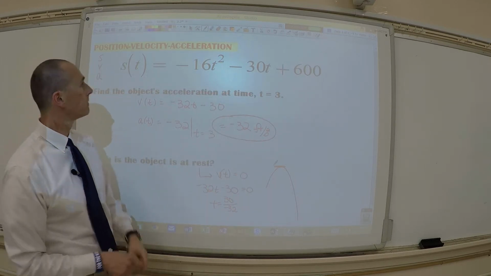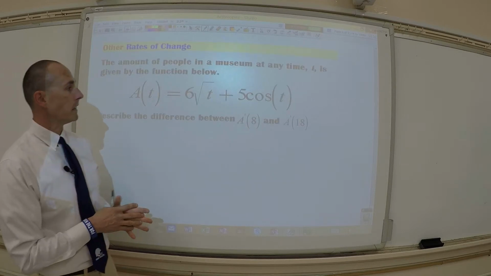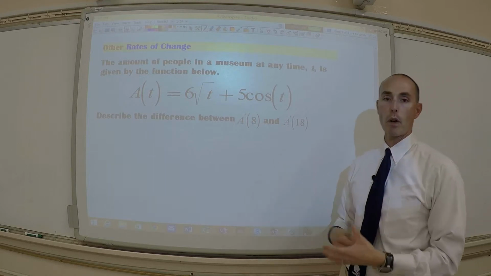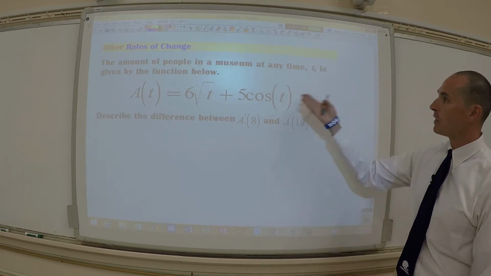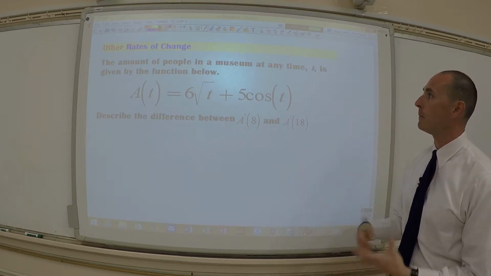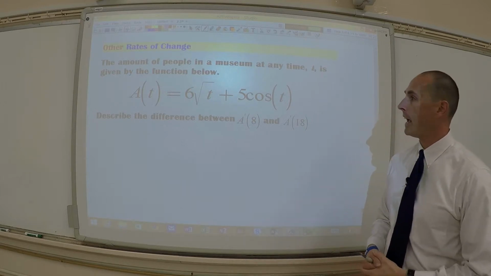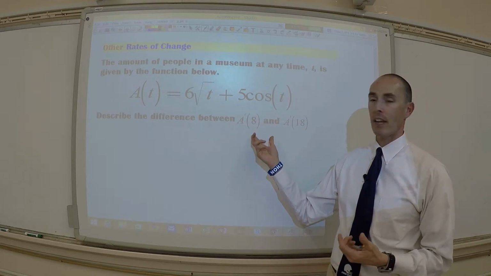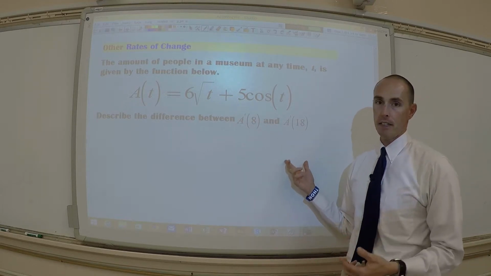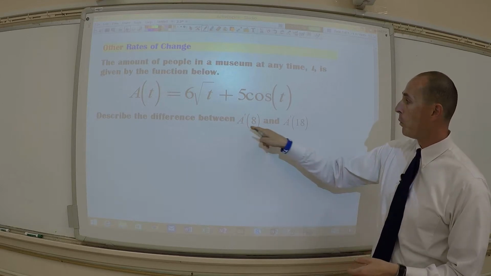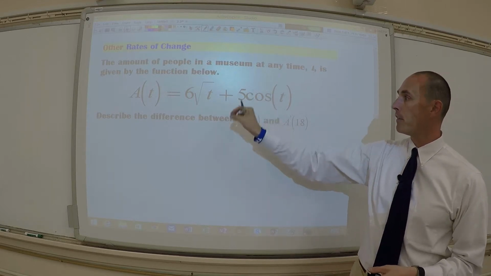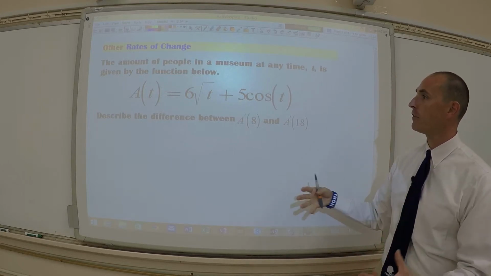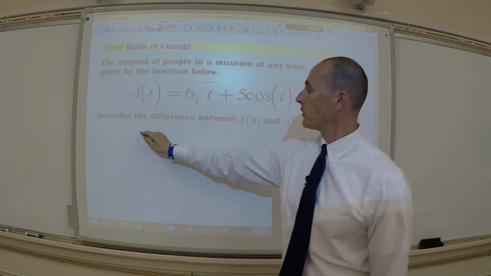Okay, let's change gears a little bit, because position and velocity and acceleration are good, but there are other kinds of changes we want to be aware of. There are all kinds of situations. So this function is modeling the amount of people in a museum at any given time. We're going to try and figure out what would be the difference in finding a prime of 8 versus a prime of 18. Well, here's the similarity. What they both indicate is we're supposed to find the derivative of this function and then plug in 8 and plug in 18. So let's do that and find out what that gives me. I need to start by finding a derivative.